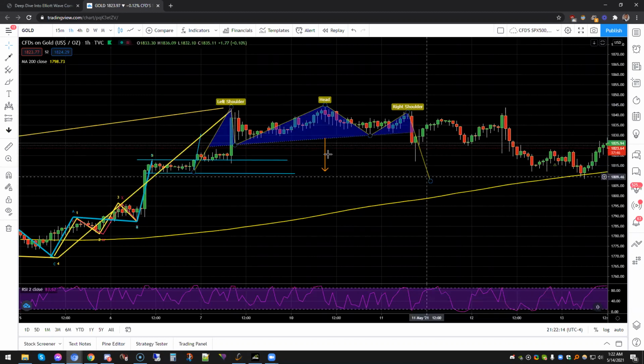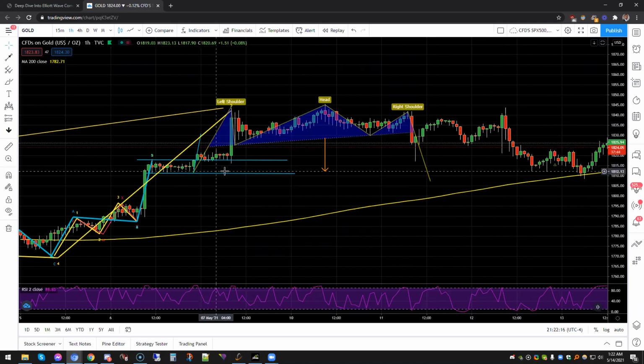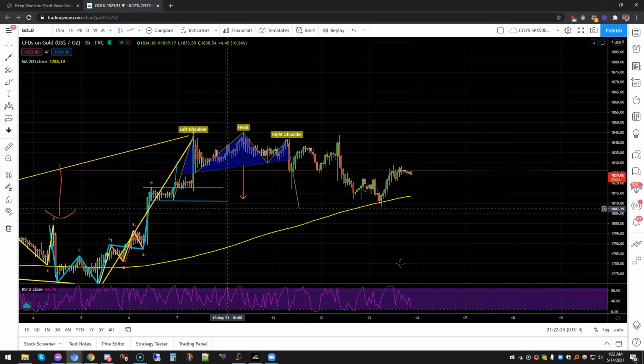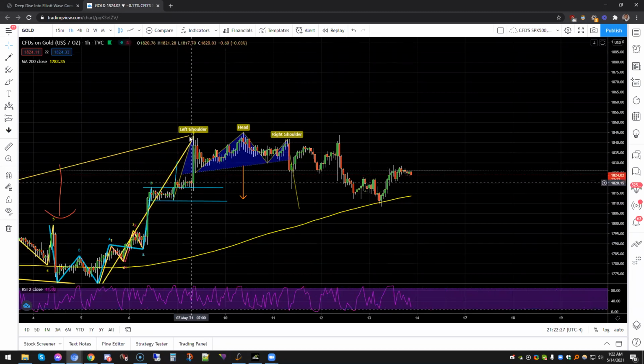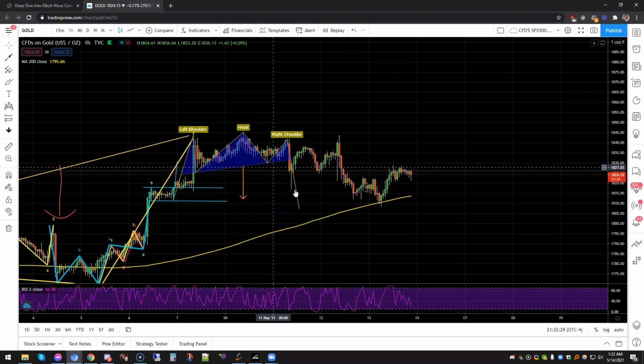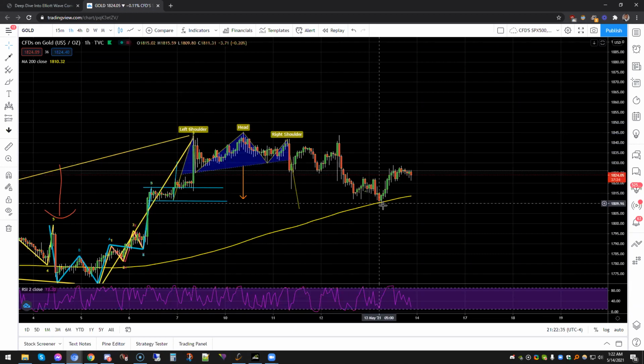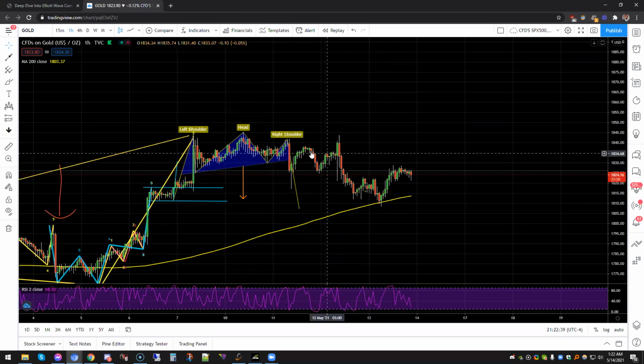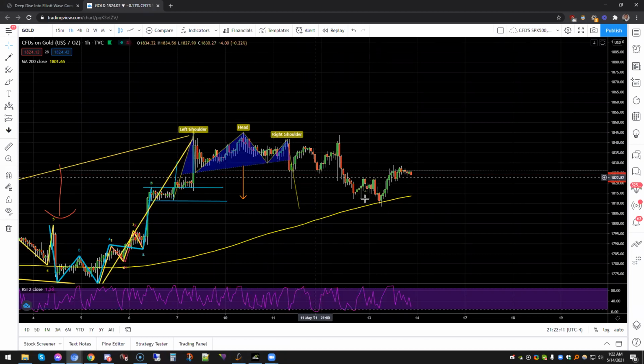Why? Because we're now looking at this entire structure as a flat formation. Okay, that's what's been built here. What's been built is a flat pattern formation. So we can get 3, 3, 5, or 3, 3, 3. Okay, and this more looks like 5 waves. So this could be 3, 3, 5.